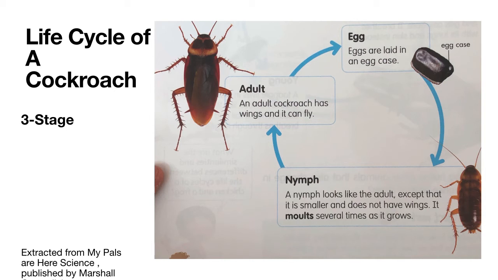Right, it looks exactly like the adult, except it's smaller, and it does not have wings. Okay, some adult cockroaches have wings, but the young cockroach or the nymph does not have wings. Right, it molts over time as it grows because it has an exoskeleton. So as it grows, it gets bigger. The adult cockroach has wings and it can fly. Some of them can fly.